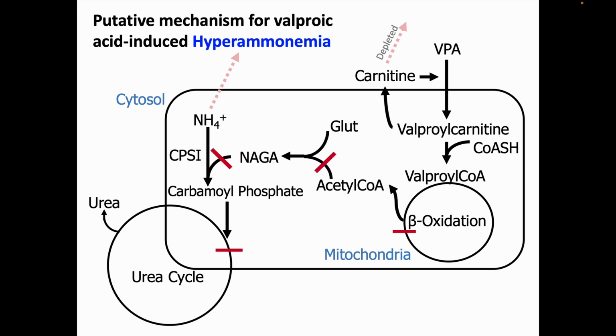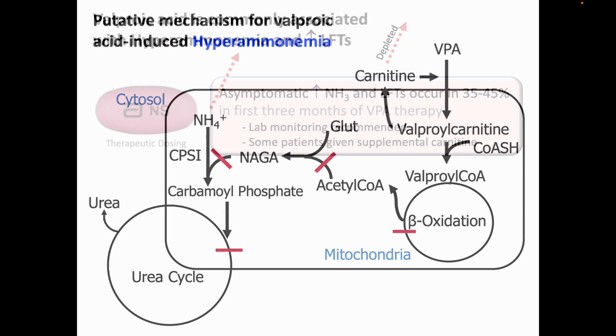Normally, NAGA combines with ammonia to form carbamoyl phosphate, which then enters the urea cycle, but since there's less NAGA around, less of the ammonia enters the urea cycle, which is the way we normally get rid of nitrogenous wastes. Instead, the ammonia accumulates systemically, and we get hyperammonemia.